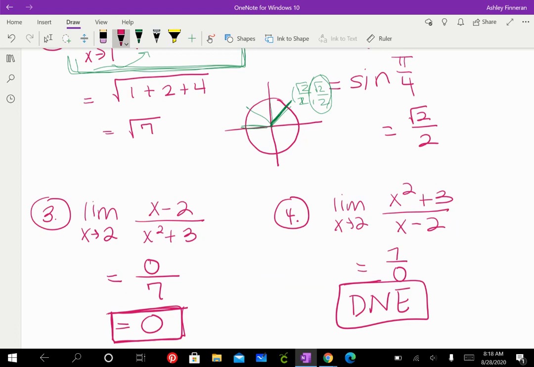I am not going to show any examples of our techniques when we end up with 0 over 0, but I hope that gets you started in this section, and we will continue tomorrow.